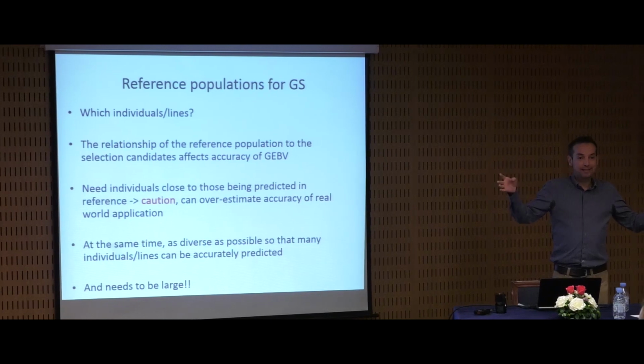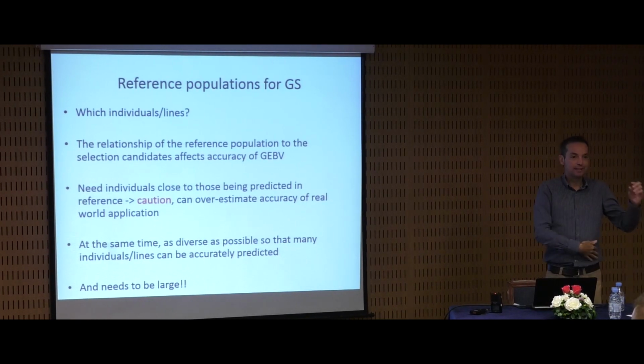You have to make them big to get accurate predictions. That's because the effect of the genes are all pretty small. But you want to have individuals that are close to those that you're trying to predict as well. And getting that balance right takes a bit of thought.